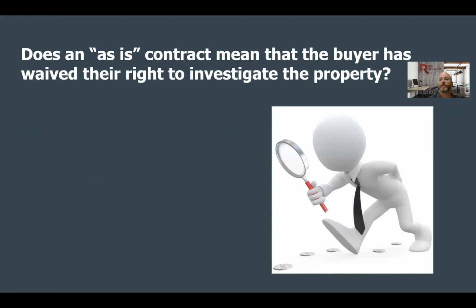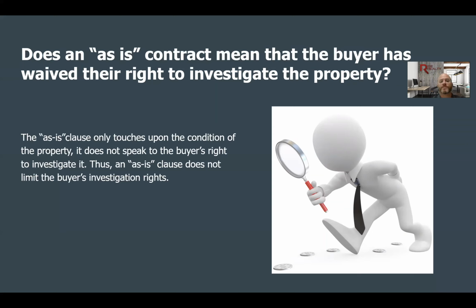I always like to say that state of California wants the buyers to know everything that the sellers know about the house. So just kind of keep that in mind as you're going through and writing contracts. So does the as-is contract mean that the buyer has waived their right to investigation of the property?